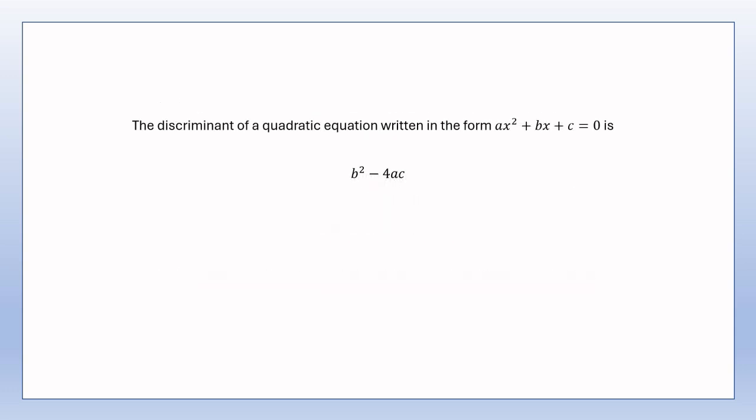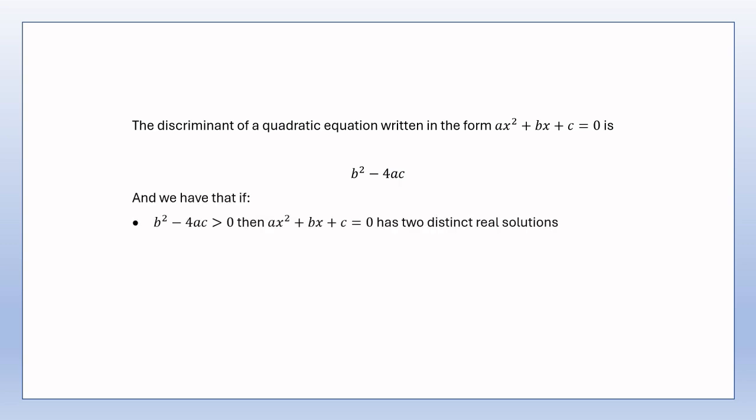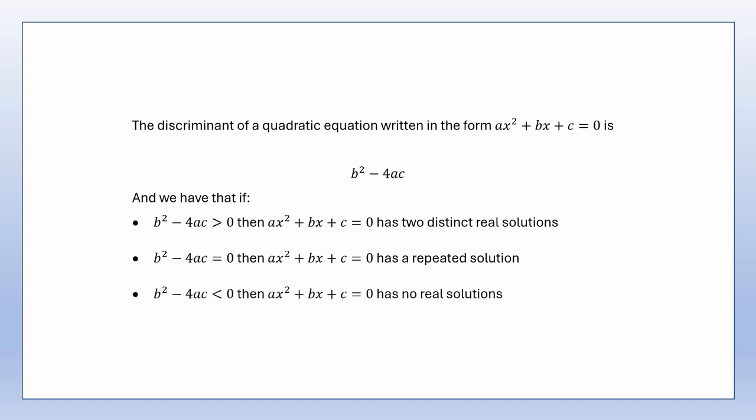The discriminant of a quadratic equation, written in the form ax squared plus bx plus c equals 0, is the expression b squared minus 4ac. And we have that if b squared minus 4ac is greater than 0, then the equation ax squared plus bx plus c equals 0 has two distinct real solutions. If b squared minus 4ac equals 0, then ax squared plus bx plus c equals 0 has a repeated solution. And finally, if b squared minus 4ac is less than 0, then ax squared plus bx plus c equals 0 has no real solutions.